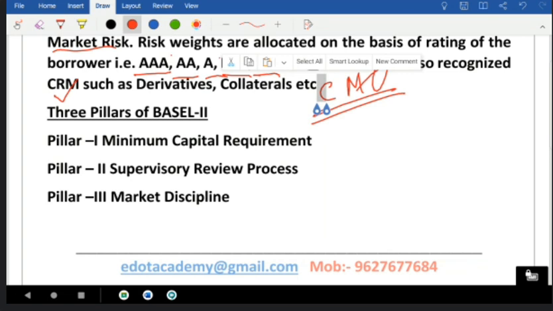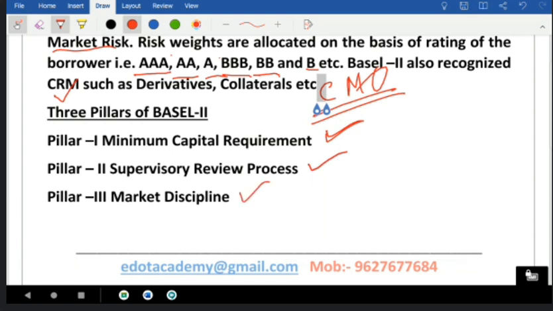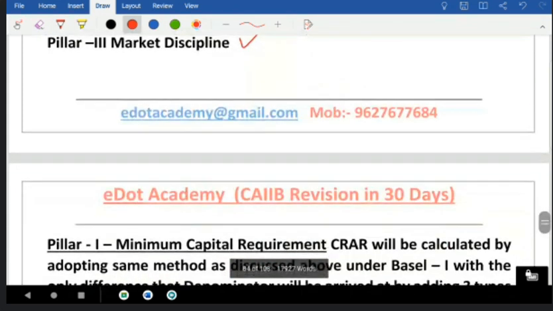Number one pillar is the minimum capital requirement. Keep in mind, sequence is also very important. Minimum capital requirement. Number 2, supervisory review process. Number 3, market discipline. I'll repeat once again here. Pillar 1 is minimum capital requirement. Pillar 2 is supervisory review process. And pillar 3 is market discipline. Now we'll see one by one. We will describe briefly.